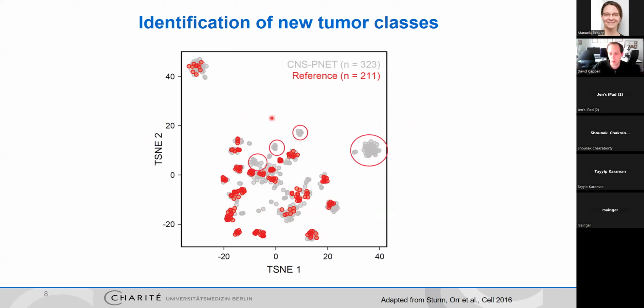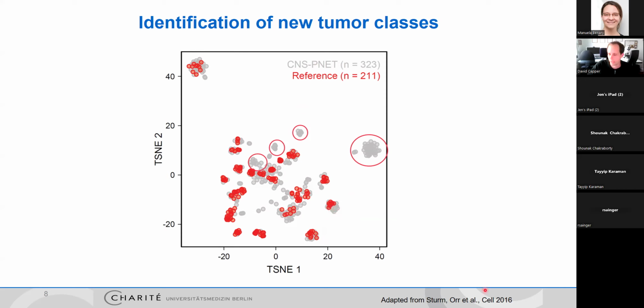And what you can see is that they form little islands. This is what we very typically see: tumors that have a shared diagnosis also share their DNA methylation profile and form little groups. For example, in this group here, when the CNS primitive neuroectodermal tumors are added, you will have gray dots that share the same island as red dots, indicating that these tumors are actually not primitive neuroectodermal tumors, but very likely belong to this reference group.